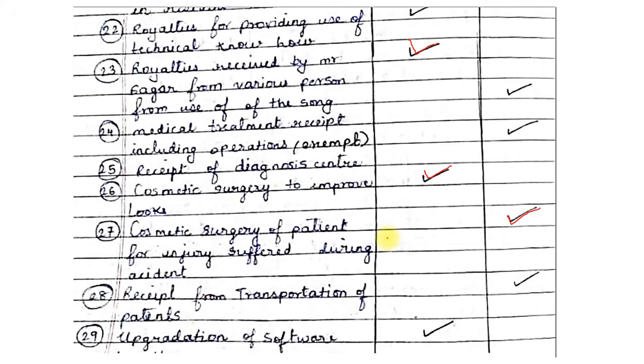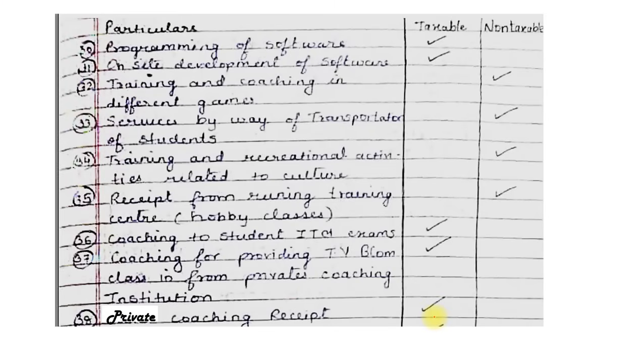Upgradation of software again comes under IT field, completely taxable. Okay, so next, programming of software, again software is anything which is IT related, taxable. On-site development of software, again taxable. Training and coaching in different games, like cricket, football, it will be non-taxable if it is by a recognized sports institution. Service by way of transportation of students, non-taxable.